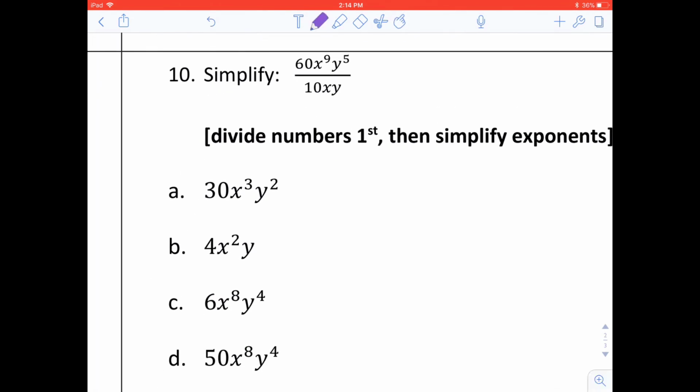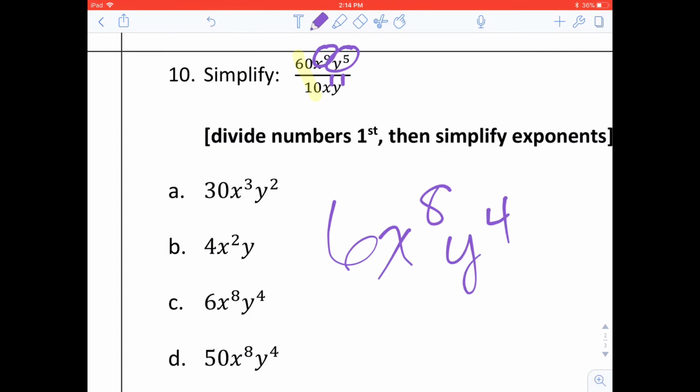10, we're just going to simplify, so start with our big numbers here. 60 divided by 10 is 6. If I have 9 x's on top and 1 x on bottom, that leaves me with 8 up top. And if I have 5 y's up top and 1 on bottom, that leaves me with 4 up top. You can see here our answer is C.